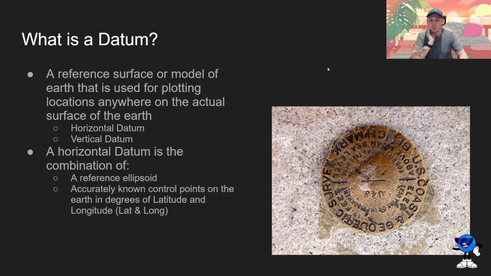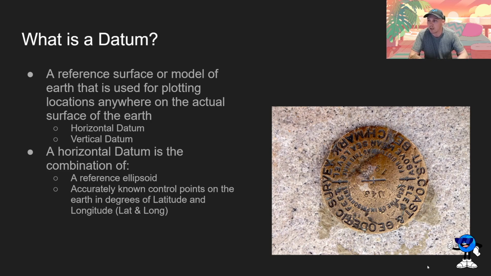With that said, we use datums. So what is a datum? It is a reference surface or model of Earth that is used for plotting locations anywhere on the actual surface of the Earth. So there are horizontal datums and vertical datums. A horizontal datum is a combination of a reference ellipsoid and accurately known control points on the Earth in degrees of latitude and longitude.